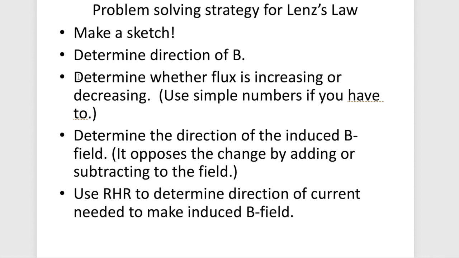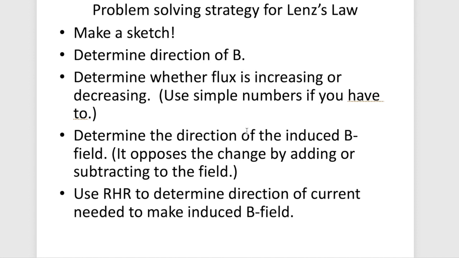Next, determine whether the flux is increasing or decreasing. I told you last class that you can just plug in numbers. So you know it's going from maybe a strong positive to a weak positive. Put in a large positive number and a small positive number. Do final minus initial and see if the flux is increasing or decreasing. Once you know whether the flux is increasing or decreasing, you can determine the direction of the induced B field.